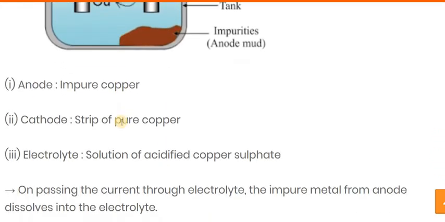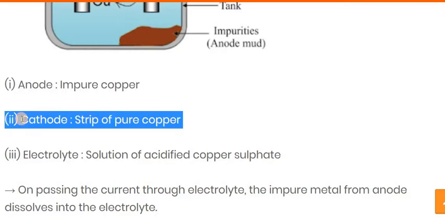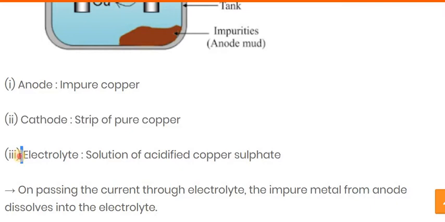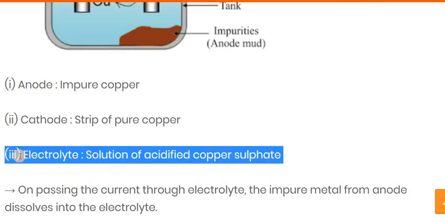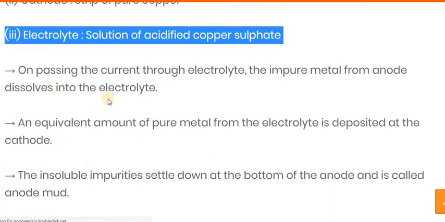Let's see in detail. As I told you, on the anode the impure copper metal is taken, and on the cathode the strip of pure copper we have to take. And the third one is the electrolyte. In that, the solution of acidified copper sulfate is taken. Now whenever we pass the current through the electrolyte, the impure metal at the anode starts dissolving into the electrolyte.